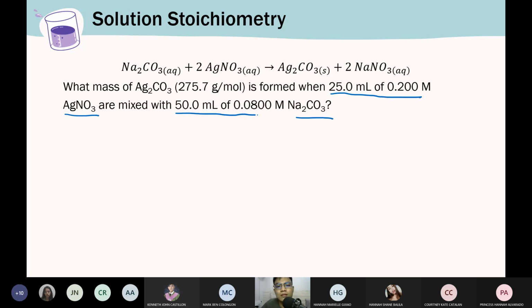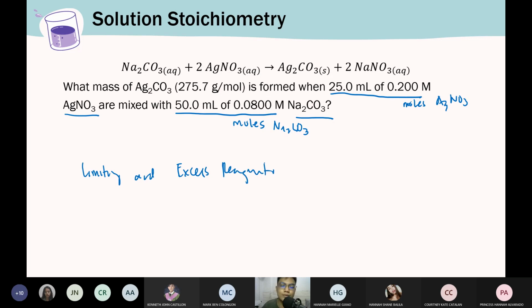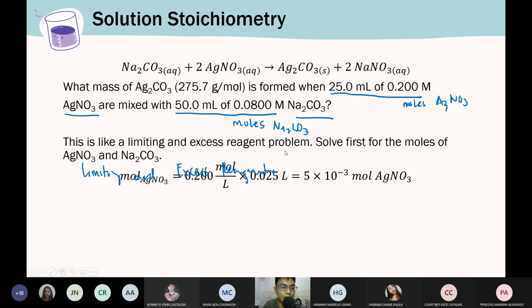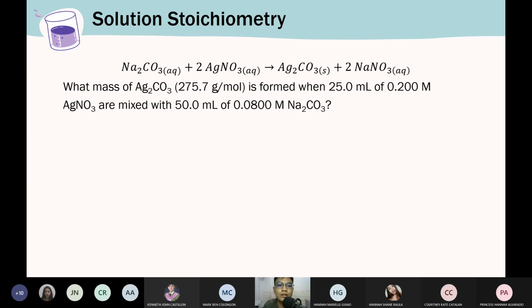So, kapag molarity given, kunin mo lang yung moles. Okay? Moles of sodium carbonate, moles of silver nitrate. And then you do the limiting and excess reagent. Okay, so yan. So that will be your task for review. Again, all the answers are in the PowerPoint, and even in the worksheet, mayroon din kaming ganitong problems.